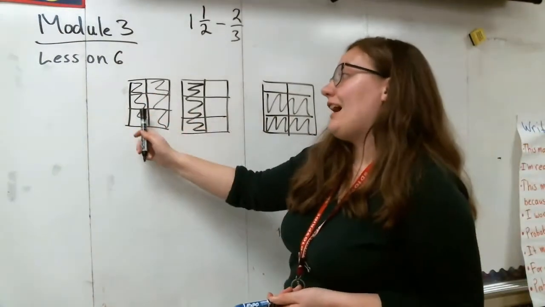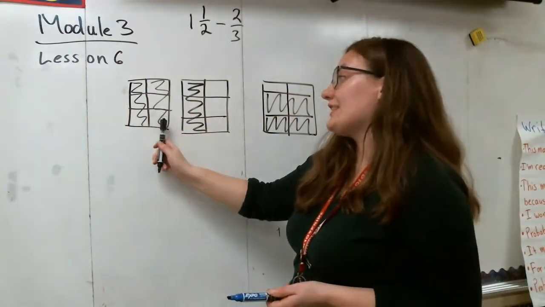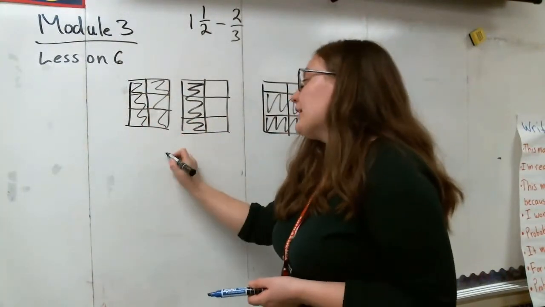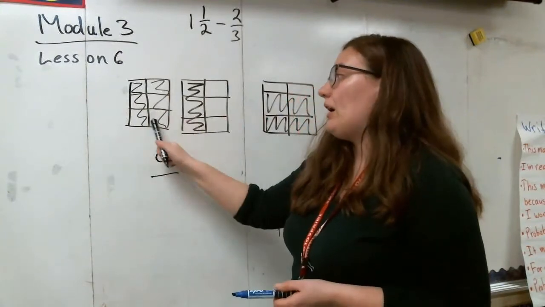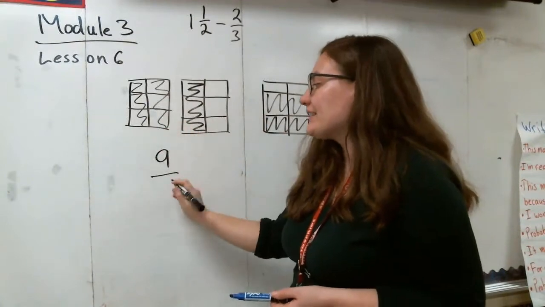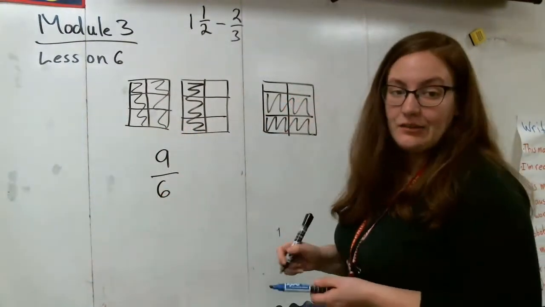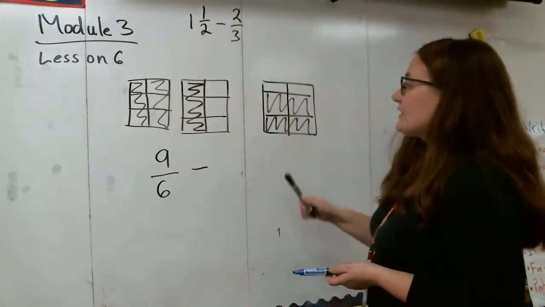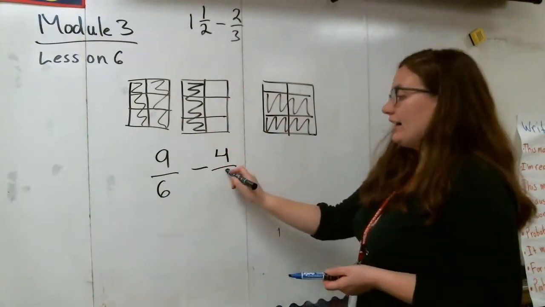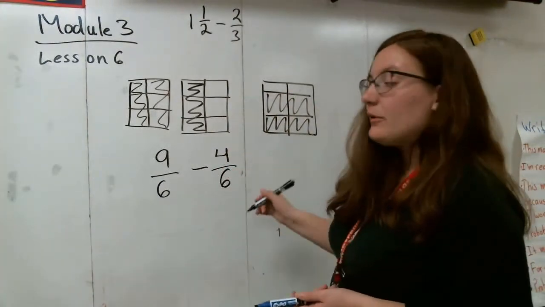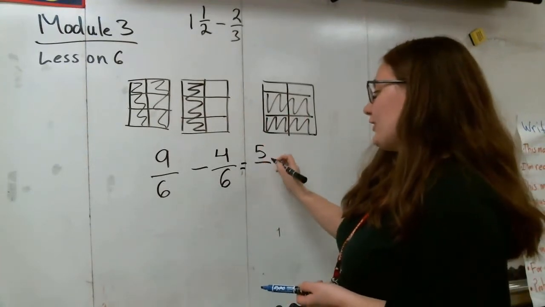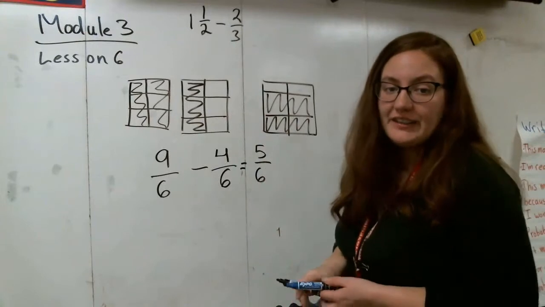So I'm going to count how many I have over here. I have 1, 2, 3, 4, 5, 6, 7, 8, 9. Remember, you're adding all the shaded parts together. So we have 9, and then I count how many total parts are in 1 whole. So I have 1, 2, 3, 4, 5, 6. So I have 9/6 right now, minus 1, 2, 3, 4, minus 4/6. And we can now subtract. So I have 9 minus 4. I know that 9 minus 4 is 5, and that will leave me with 5/6.